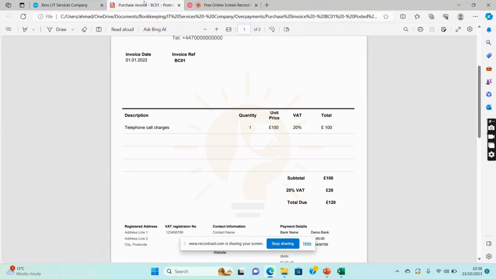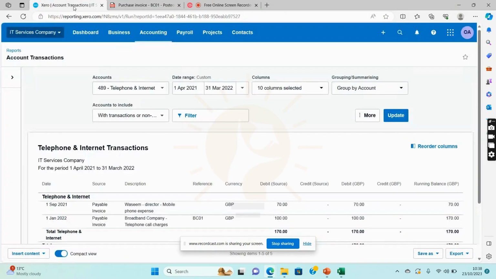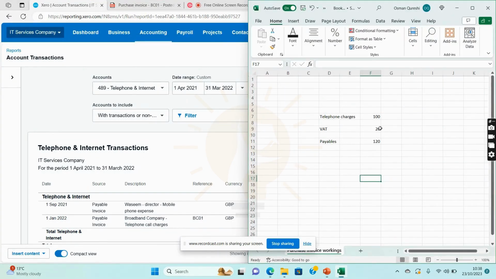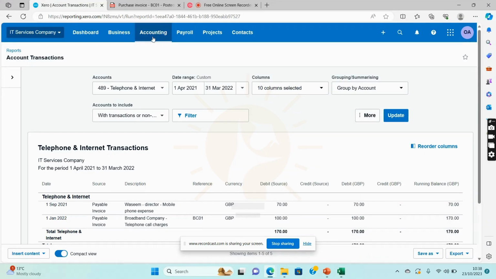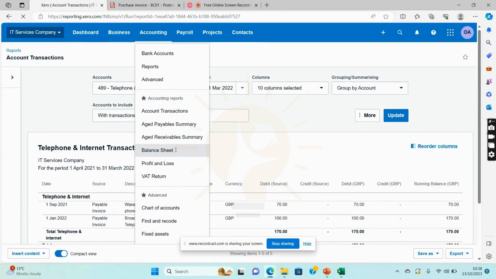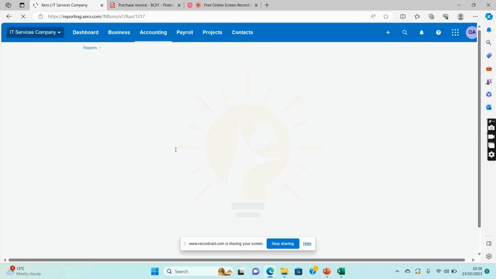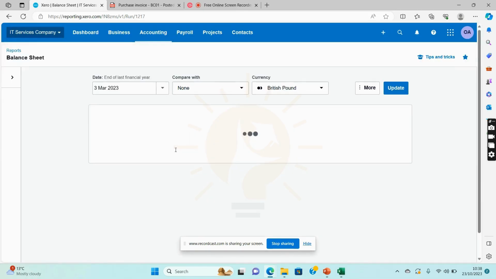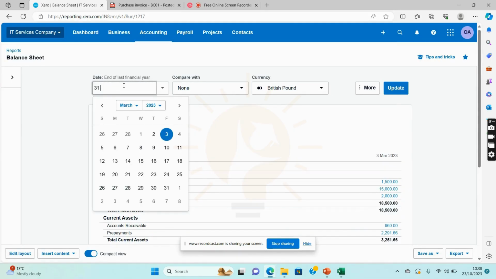The invoice date I just need to check is 1st of January 22. Okay, so here you can see 1st of January 22, broadband company, debit balance of £100. You can check here as well, telephone expense £100 debit. Okay, now I will go back to the balance sheet. I will click accounting, balance sheet, and the year end date is 31st of March 22.